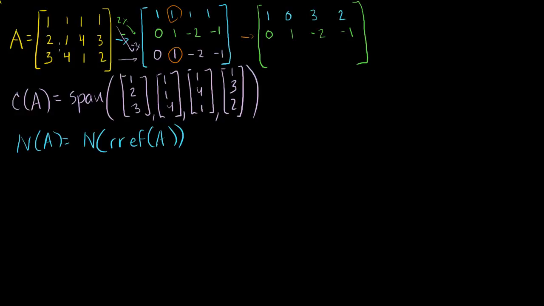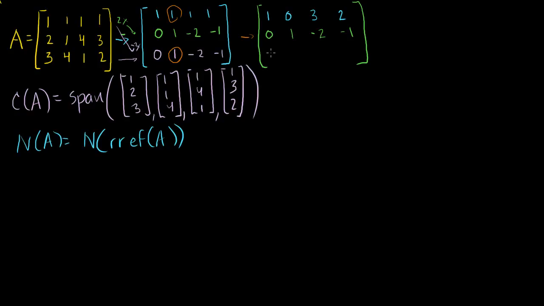Fair enough. Now, let me do my third row. Let me replace my third row with my third row subtracted from my second row. They're obviously the same thing. So if I subtract the third row from the second row, I'm just going to get a bunch of zeros.